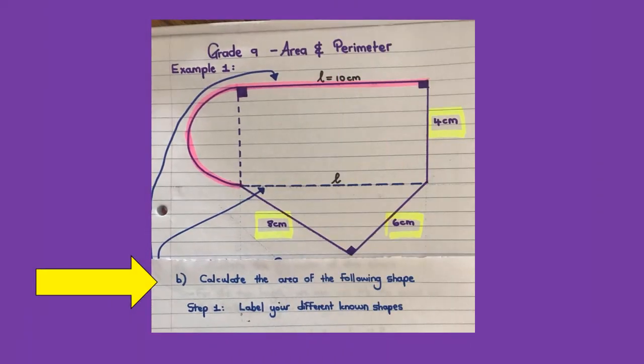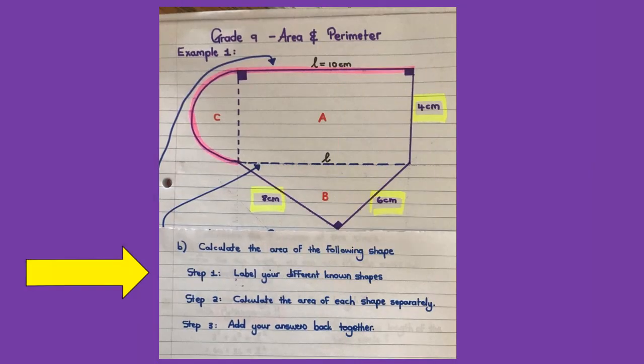All right, the next question is, we have to now calculate the area. Calculate the area of the following shape. Okay, so there's 3 steps that I normally do with an area of a shape that we don't know. You cannot look at that shape and say, aha, that is a triangle. No, it's made up of different shapes, but shapes that we do know. We know that that shape is made out of a rectangle, a triangle, and a semicircle. Right, so you can follow these steps if you want. Step 1, label your different known shapes. A is a rectangle, B is your triangle, and C is your semicircle.